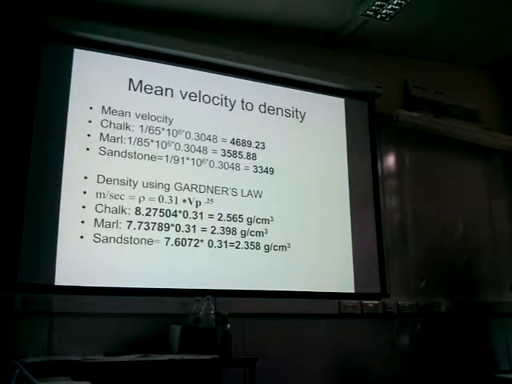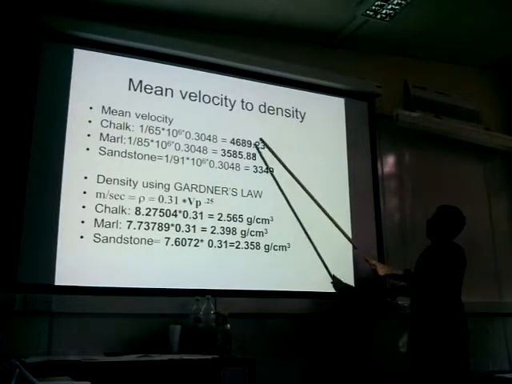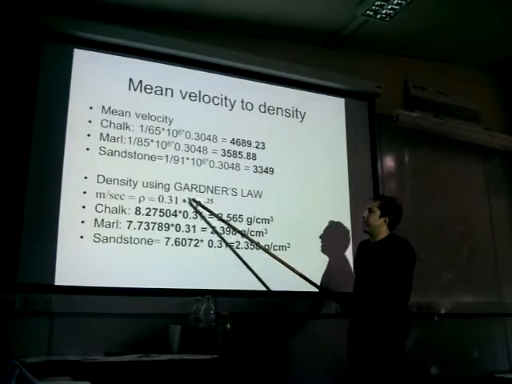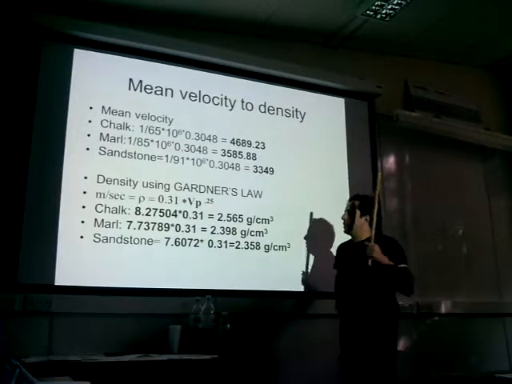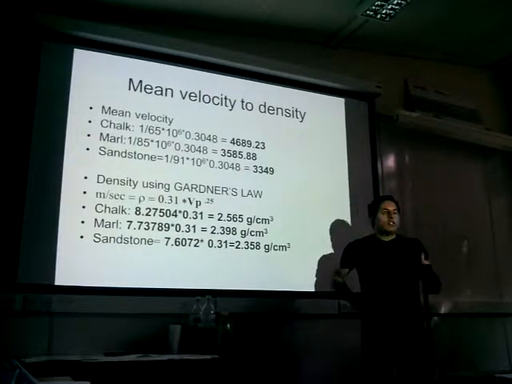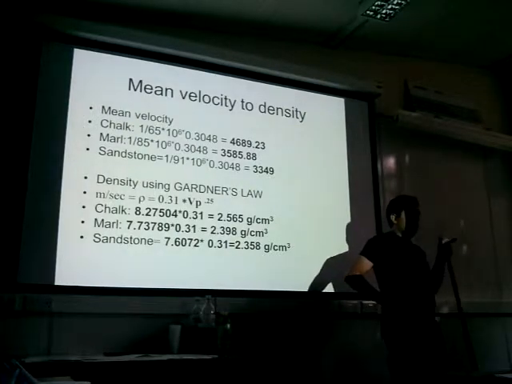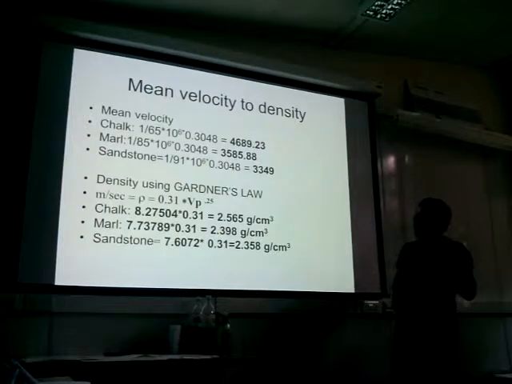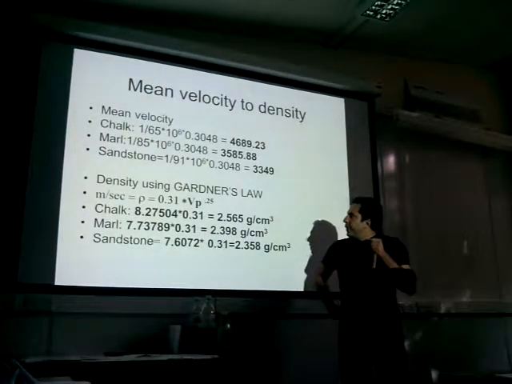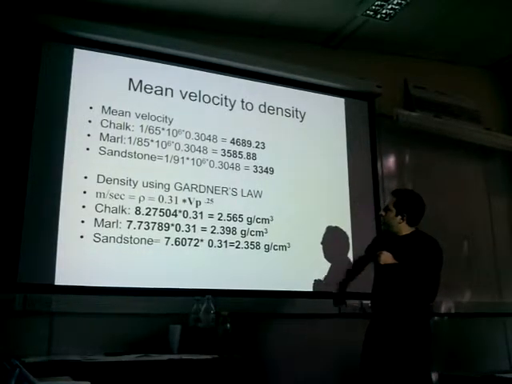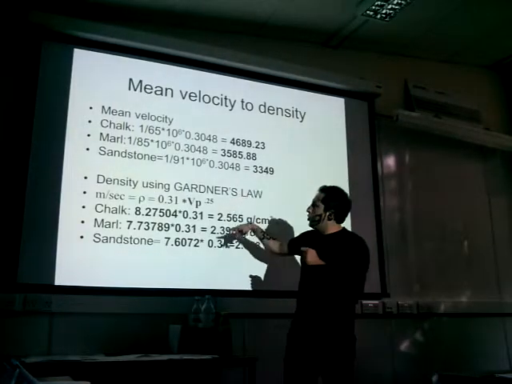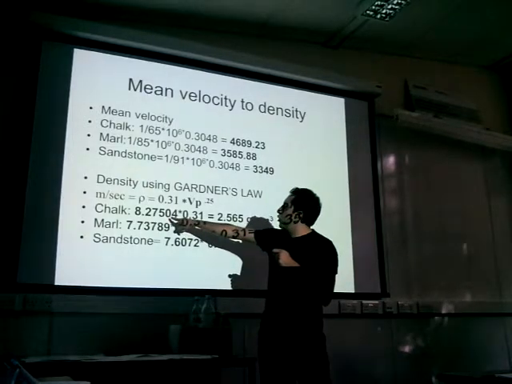Now I have to calculate the density. To calculate the density, I use the velocity, because the velocity is the one I got in there. For each velocity, I'm calculating the corresponding density. As I'm in a meter over second domain, I use 0.31 multiplied by VP to the power of 0.25. The velocity of the chalk, raised to the power of 0.25, gives me that value.